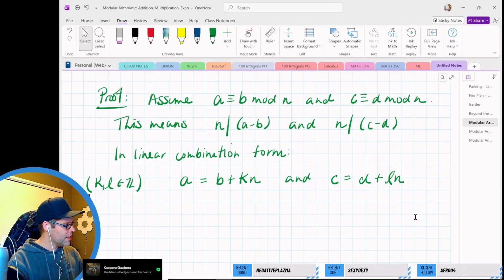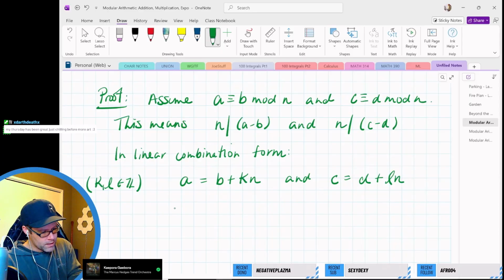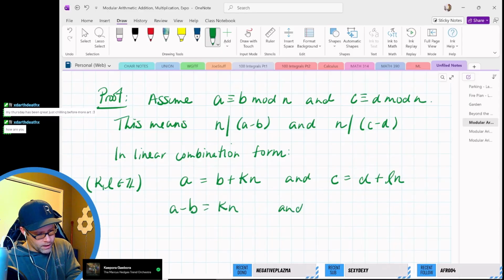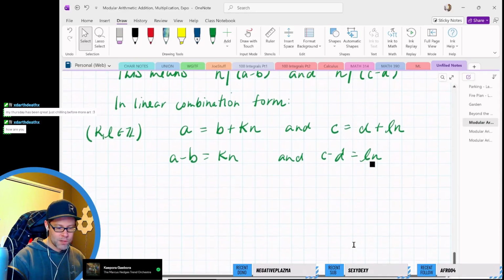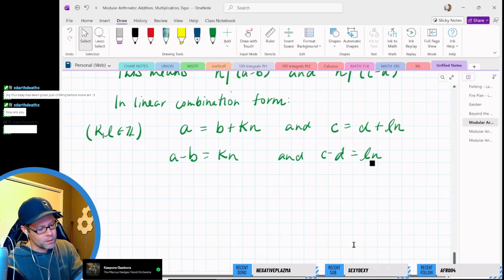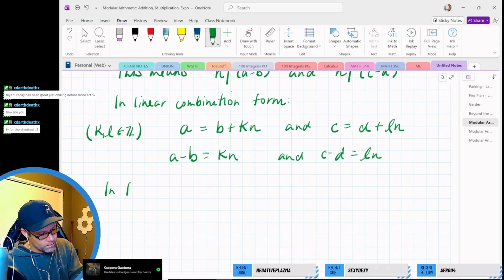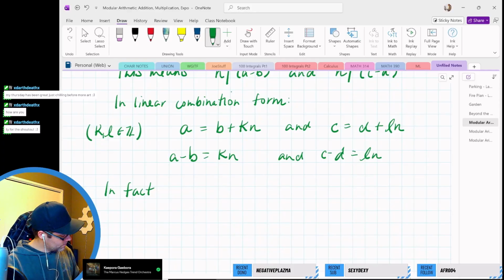So I think Jeff is pointing us in the right direction. Jeff is saying this means that a minus b is a multiple of n, and c minus d is also a multiple of n. So any combination of a minus b's times c minus d's must also be a multiple of n. So that's kind of cool.